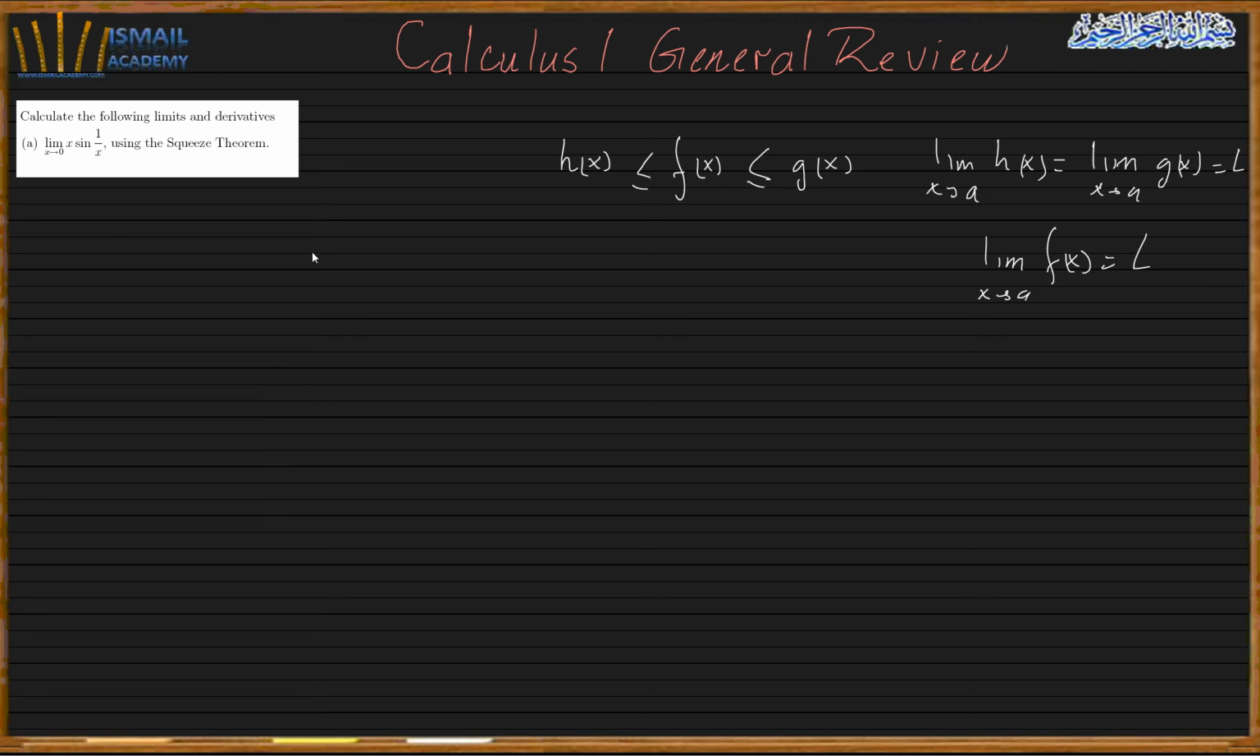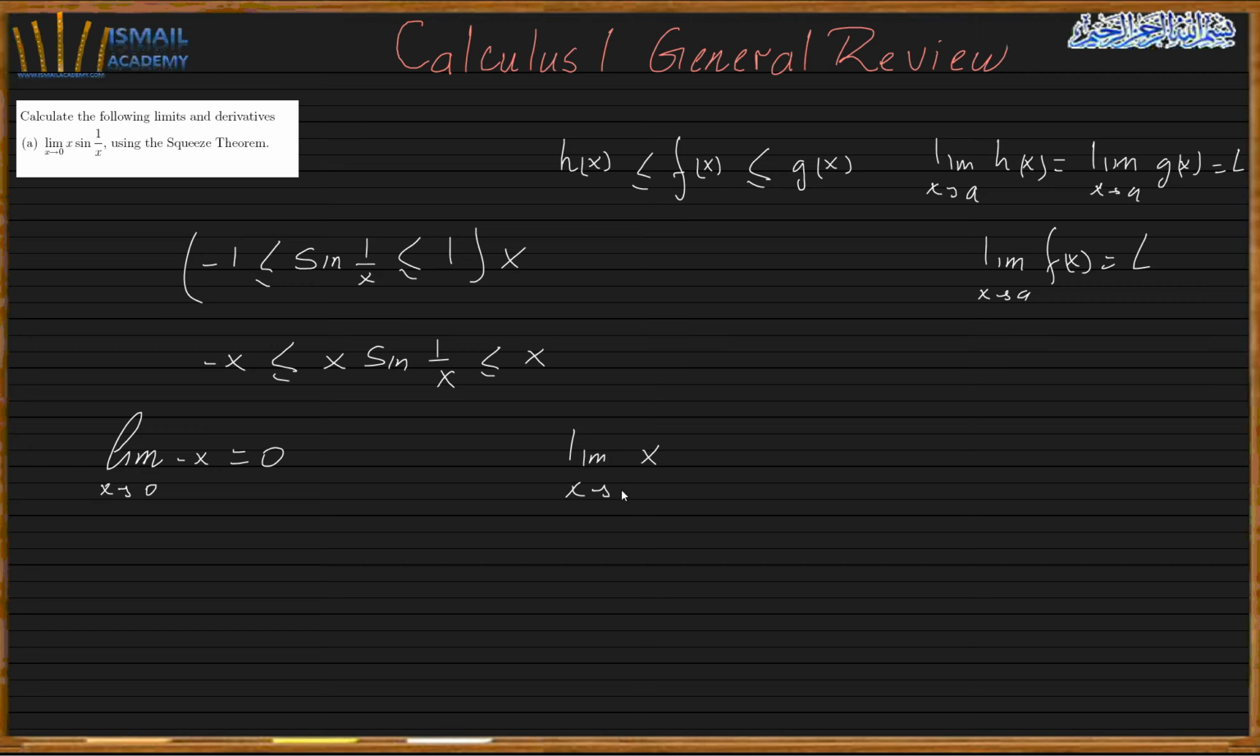So we know that sine function is always between 1 and minus 1. So if I multiply the whole thing by x, we have minus x is less than x sine 1 over x, which is less than x. So this is my h, this is my g. If I take the limit of minus x when x goes to 0, it will give me 0. And the limit of x when x goes to 0 is 0. As you see here, both limits go to 0, therefore the limit here goes to 0. So limit x sine 1 over x when x goes to 0 will be 0. So this will be my answer for this question.